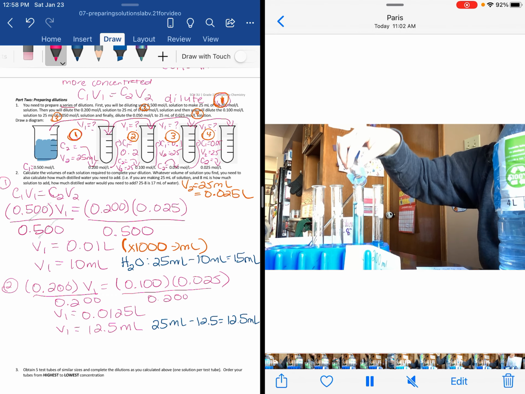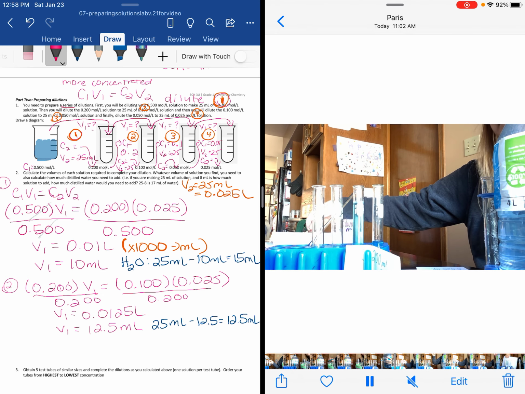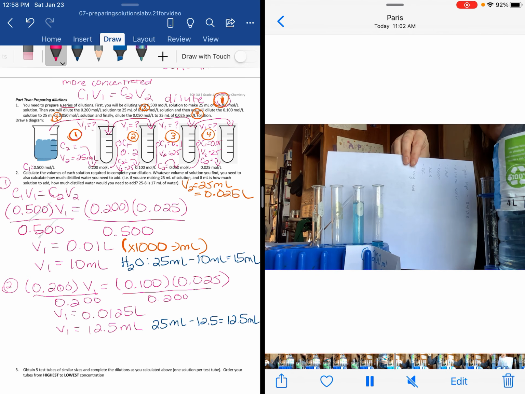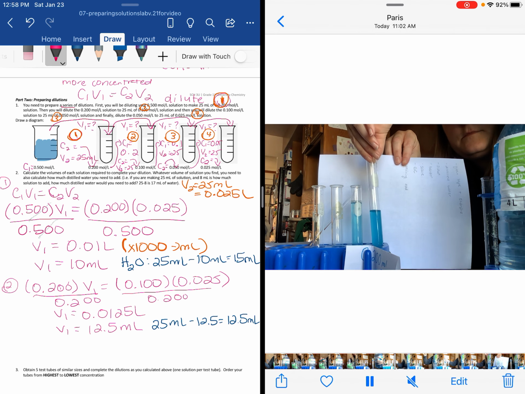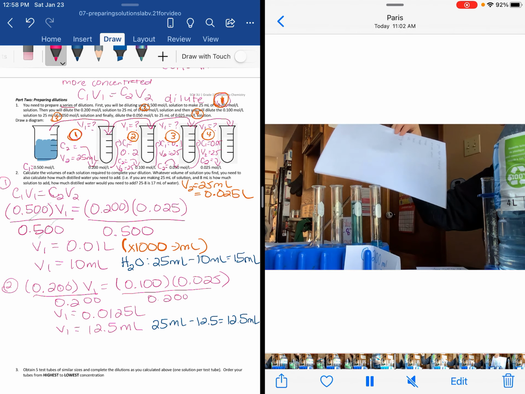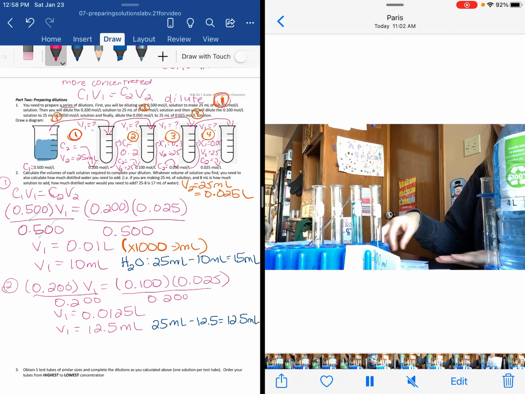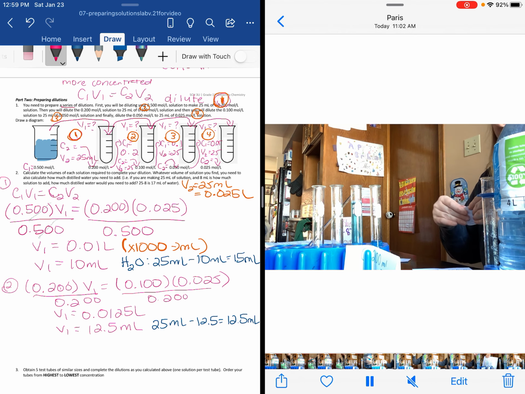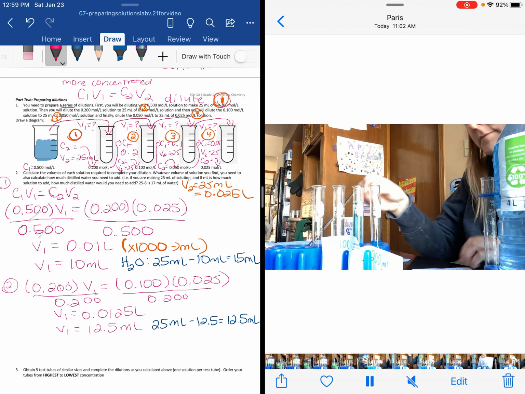Okay, so now we have a test tube that is 0.1 molar. So you can see that the blue color is starting to become less intense because it is less concentrated, or more dilute, which we should continue to see as we start to decrease the concentration by half each time.